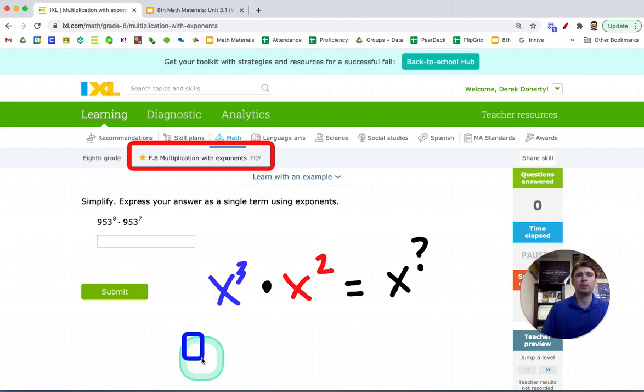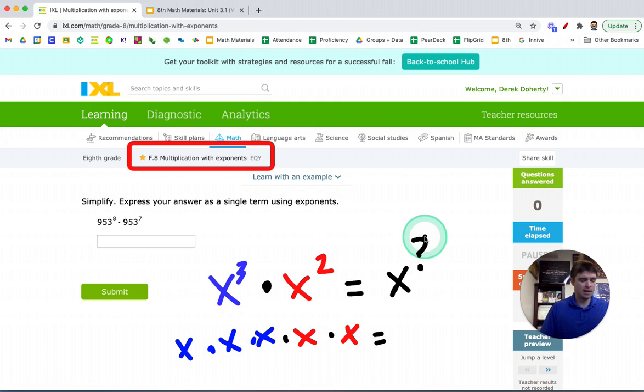X cubed means 3 copies of x multiplied together. So I'm going to say x times x times x. And x squared means 2 more copies of x multiplied. So I'm going to switch over to that red color and say 2 more of those x's. And all of these are being multiplied together. So how many x's do we have in total here? I see there are 5 x's multiplied together in total. So I'm going to say this equals x to the 5th.